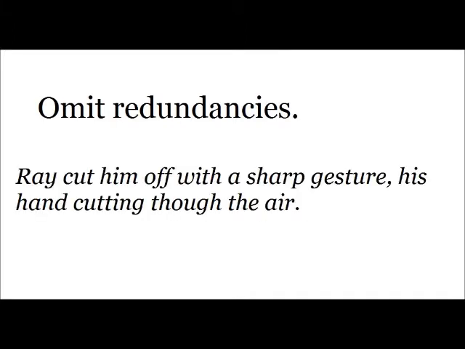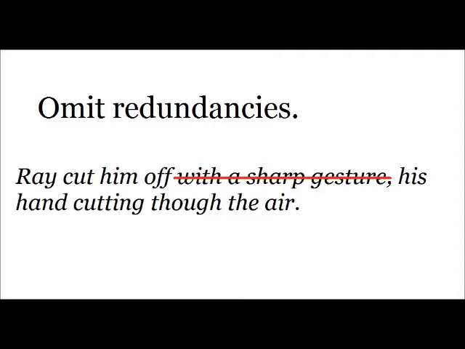So this is actually one of my sentences, as in from my own work. Ray cut him off with a sharp gesture, his hand cutting through the air. Sounds fine, right? But let's try to make it better. Omit the redundancy of the hand cutting through the air and the sharp gesture speaks for itself. Ray cut him off with a sharp gesture. Or, if the sharp gesture is characterization, then his hand cutting through the air becomes the dominant action. Ray cut him off, his hand cutting through the air.